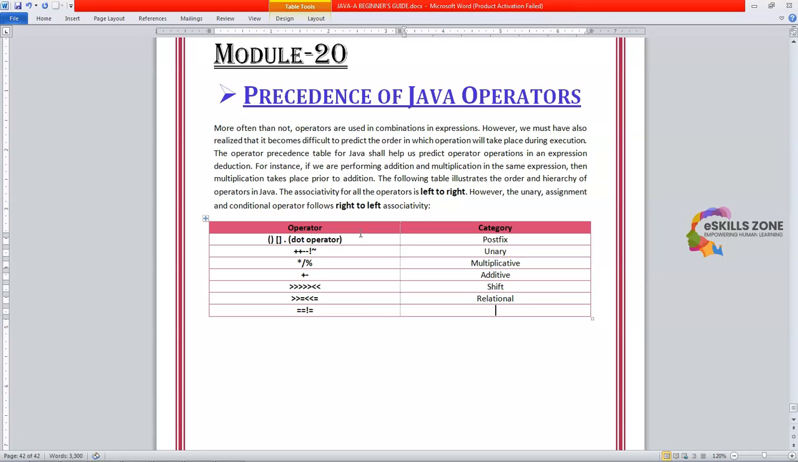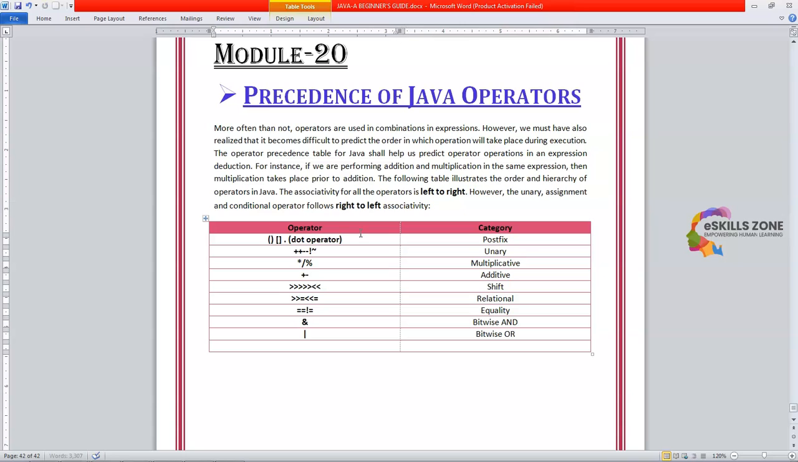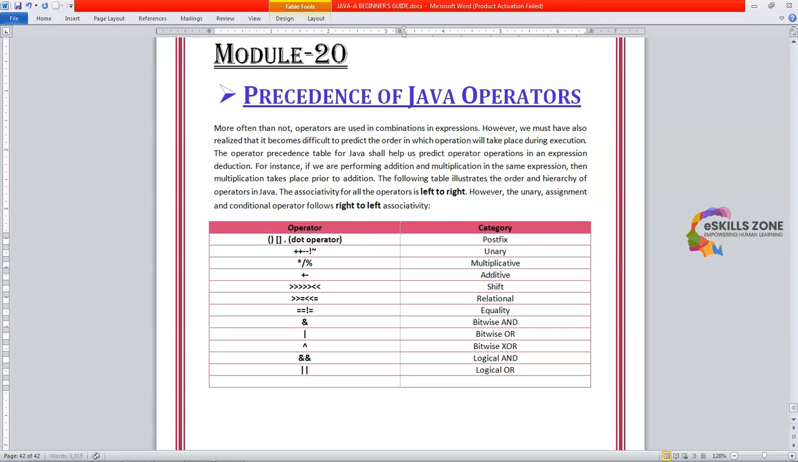Next one is equal equal, exclamation symbol equal, not equal, equality category, and then ampersand. It has bitwise AND. Next one is pipe symbol, which is bitwise OR. Next one is caret, which is bitwise XOR. Next one is double ampersand, logical AND. Next one, double pipe symbol, logical OR. Next one is question mark colon, which is a conditional category.